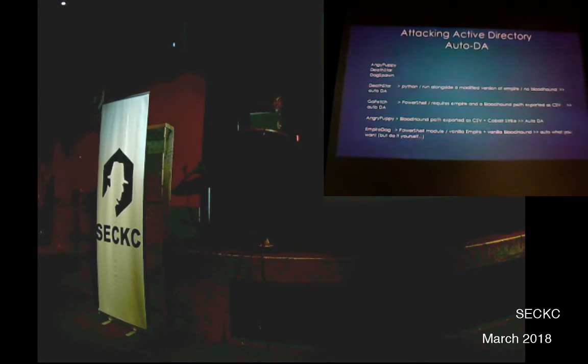There's Death Star, which basically starts with Responder to try to get some creds. It's all Python based. It runs along using Empire shells back and forth in CrackMapExec. It doesn't run Bloodhound, but it just tries the same thing Bloodhound does and quickly navigates your network. GoFetch basically takes a Bloodhound attack path and tells Cobalt Strike to just execute it. Once they get in, they run Bloodhound, feed it to GoFetch, and then they've got the domain admin. Angry Puppy is kind of the same thing, and there's an Empire one.